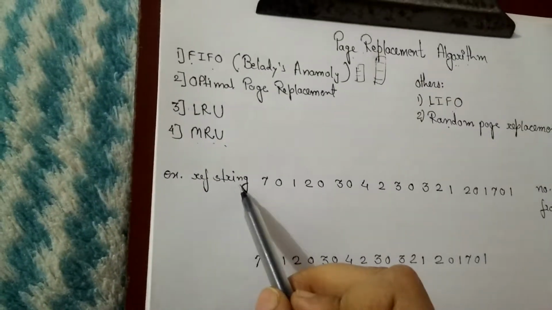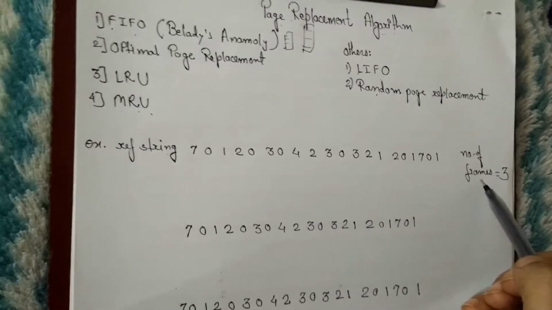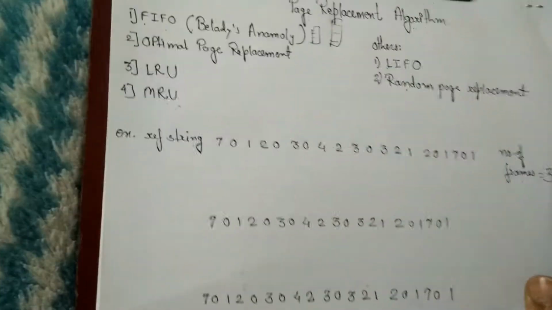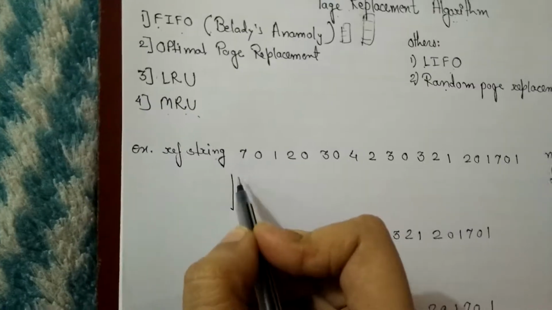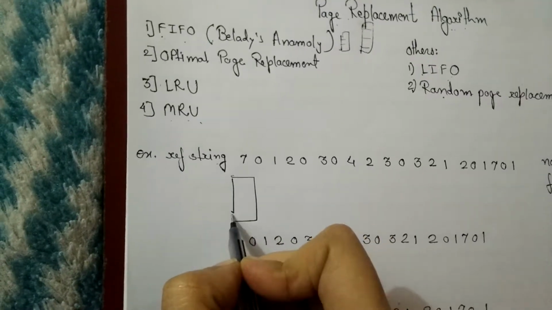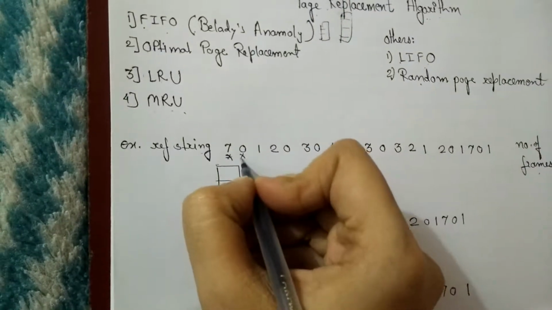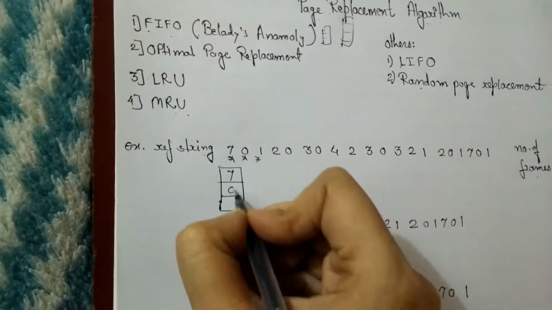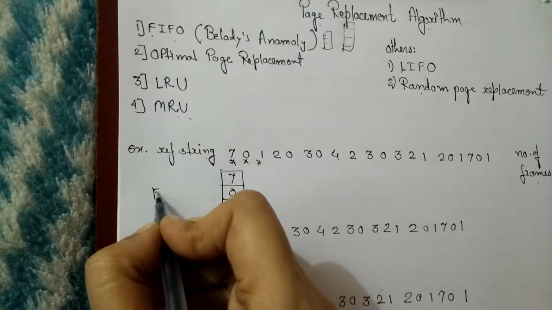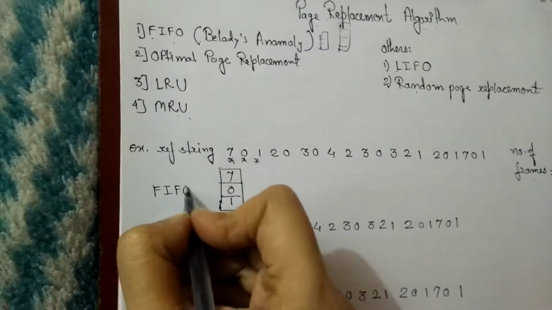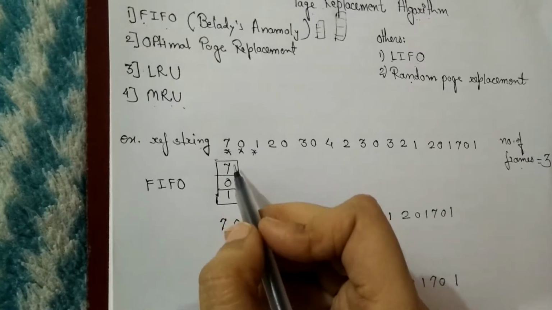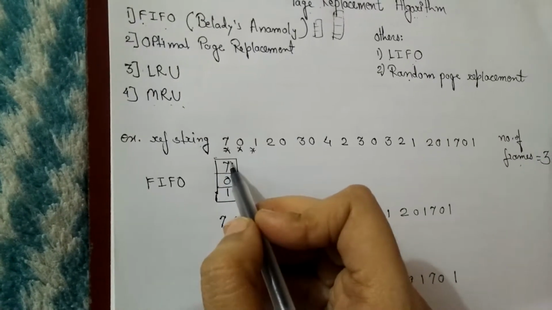Okay, now let us take a simple example. The reference string is given, that is, the pages that are called, and the number of frames is 3. As we can see, the frames are empty, so there will be a page fault for the first 3 pages, that is 7, 0 and 1. First we will see what happens in terms of first in first out. In first in first out, whichever page came first will go out first.